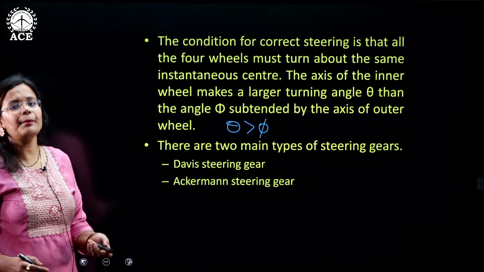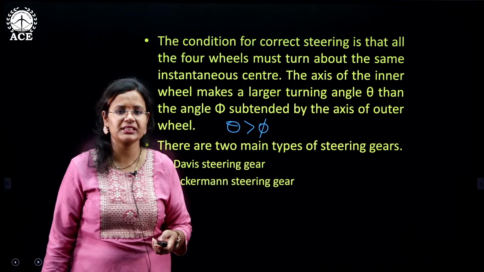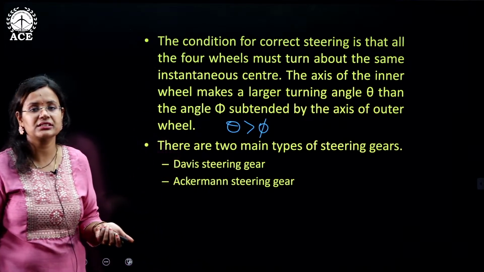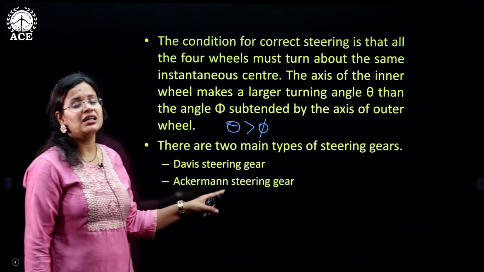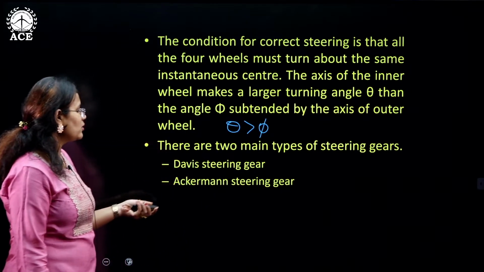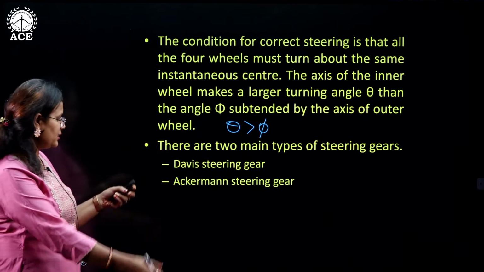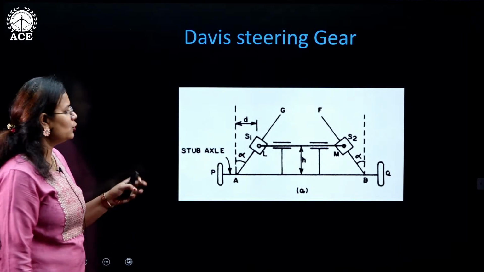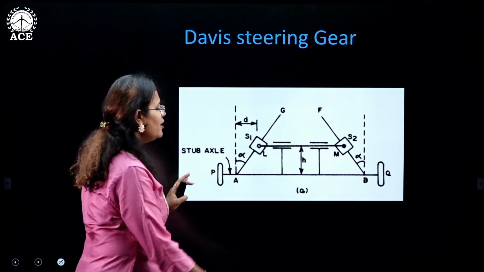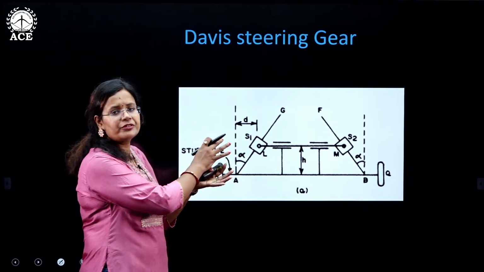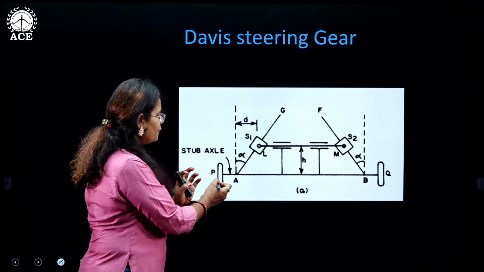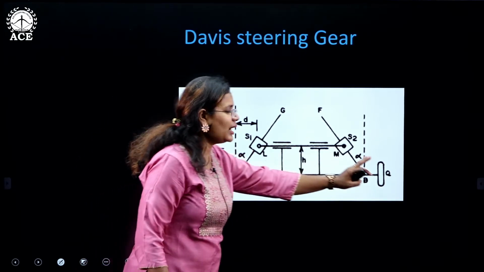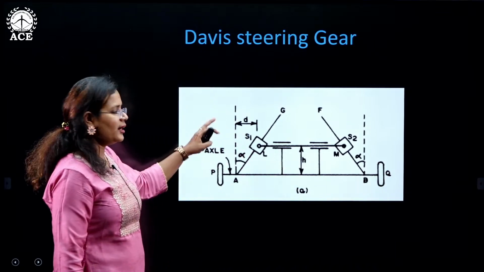Okay. When learning about the different types of steering gears, we basically have two different types of steering gears. One is the Davis steering gear, the other one is the Ackermann steering gear. Let us learn about the two of them individually. First of all, the Davis steering gear looks like this. We have only taken the front part of the total chassis. Here these are the front wheels, this is the innermost wheel, this is the outermost wheel.